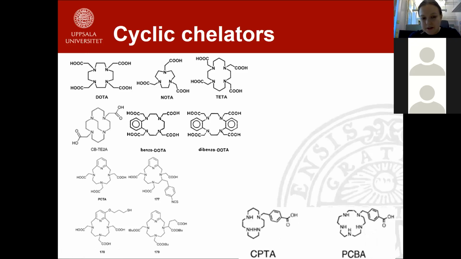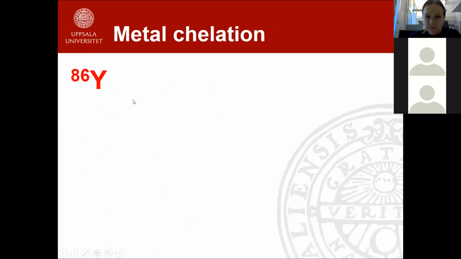And here you can just see examples of possible modifications of chelators, but you already know the general principle that the metal is chelated by nitrogens and carboxy groups that form the coordination complex. And right now we will go into some examples of radiometals that we use for imaging, and we will look at different chelators that can be used for chelation.